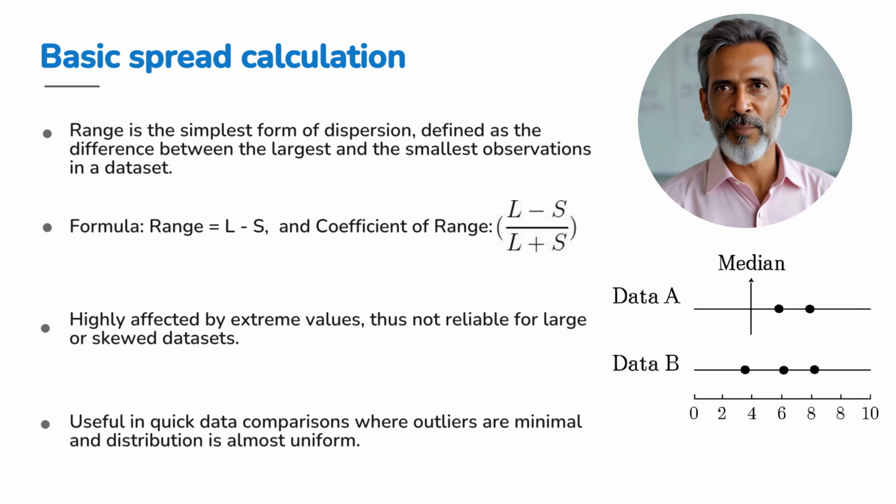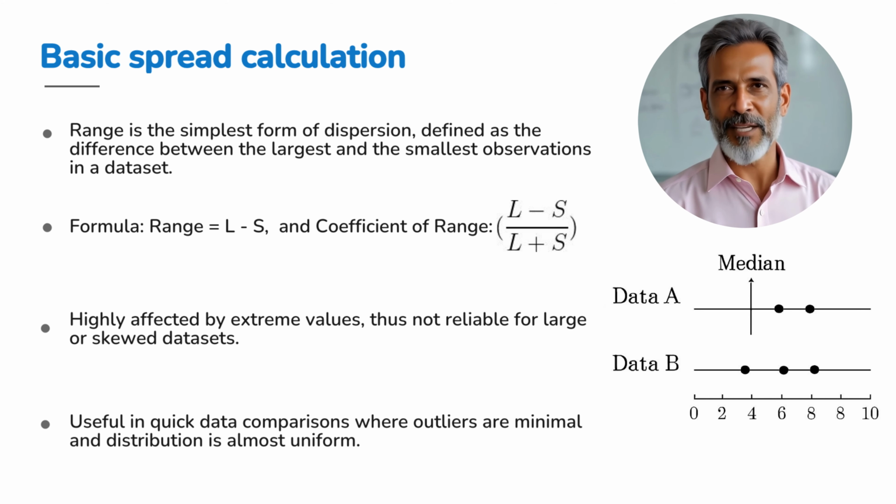Welcome back. To begin exploring measures of dispersion, let's start with the simplest one, the range. Think of range like measuring the span of a cricket pitch. It's just how far apart the largest and smallest observations in a data set are. In short, the range is calculated as the difference between the largest value, which we'll call L, and the smallest value, S. So, range equals L minus S. Let me say that again slowly. Range equals capital L minus capital S.